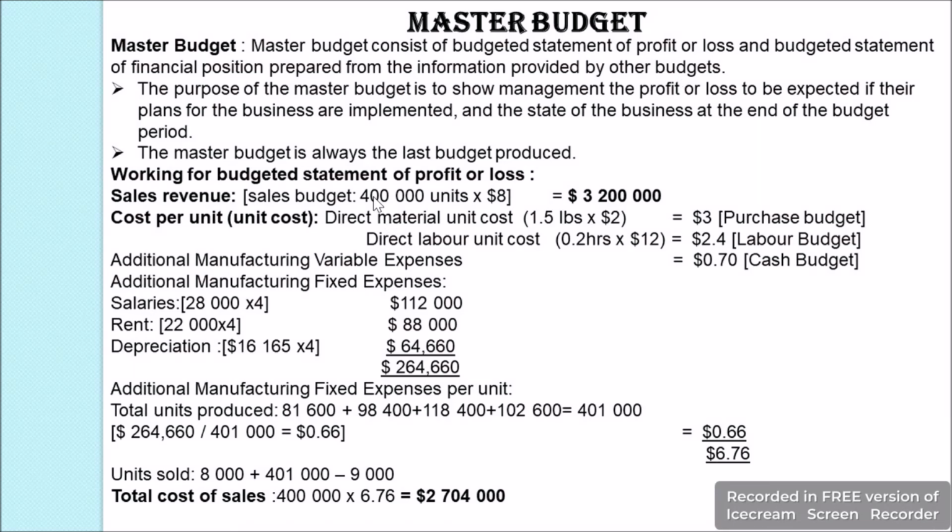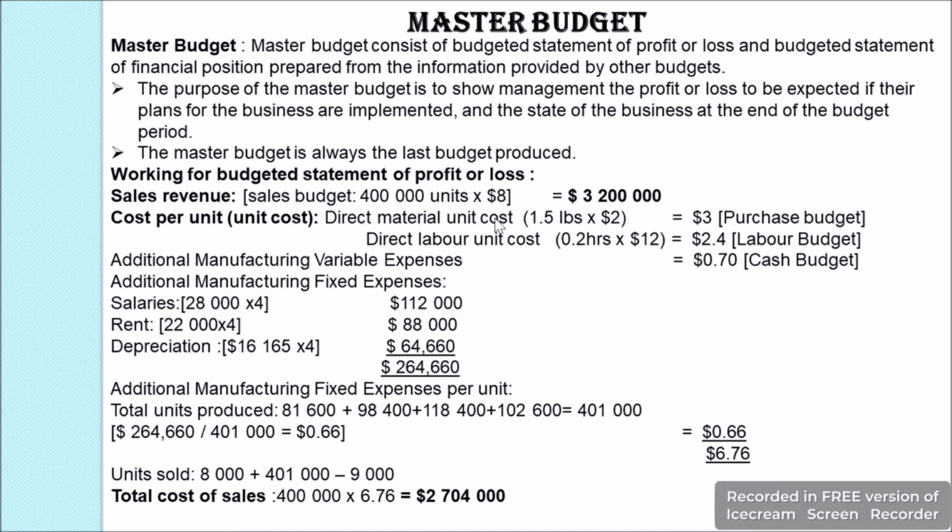So now we'll continue with our example of H&T Limited, and we'll take the information from all the other budgets and make the budgeted statement of profit or loss. The statement of profit or loss starts with the sales revenue, and this information we get from the sales budget, where we have already calculated this, that is 400,000 units are sold and the selling price was $8, and we got the total sales revenue as $3,200,000.